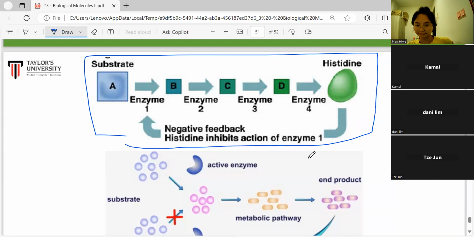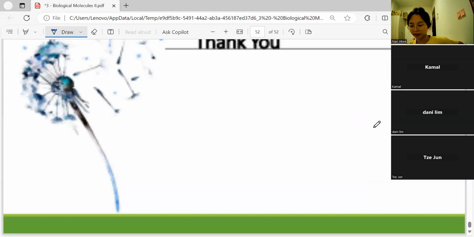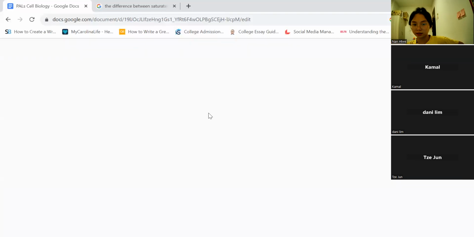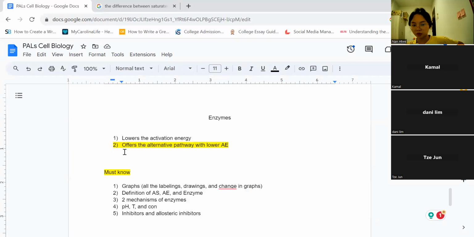That is the end of the enzyme topic. Let me tell you what you need to know for this. For this whole file, you can have a lot of MCQ, a lot of structured questions, and even the essay. So try to read through it carefully. And today, what you need to know is this one, the enzyme. Can you see the screen? The Google Doc.